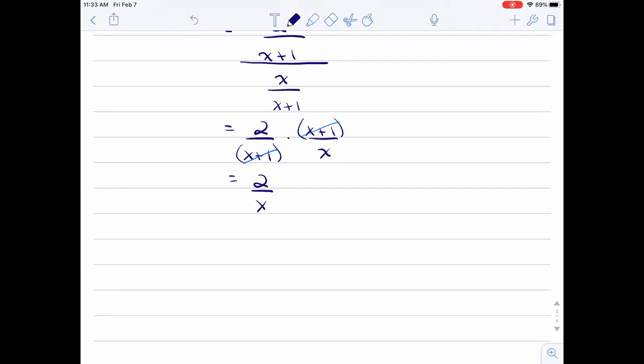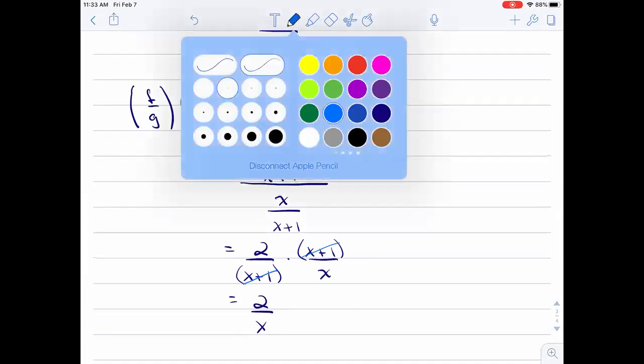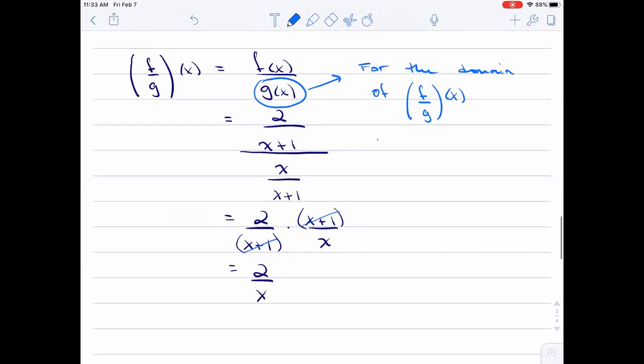Here's where we have to be really careful, because if we only looked here, we would say, oh, well, x just can't be 0, right? But because we got them from 2 other functions, we have to make sure that g of x as a total thing doesn't equal 0. And so that's where this added. So for the domain of f over g of x, we need to make sure g of x does not equal 0, right? Any values that are going to make the entire g of x 0, we have to pull out. Okay?